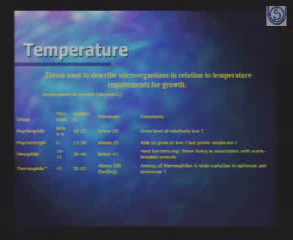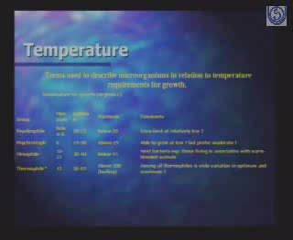Apart from oxygen and pH, temperature is very crucial for the growth of microorganisms, and temperature is one factor which, if taken care of, will also act as a method of preservation, which we are going to see later. So when you talk about temperature, bacteria will grow at various growth temperatures.